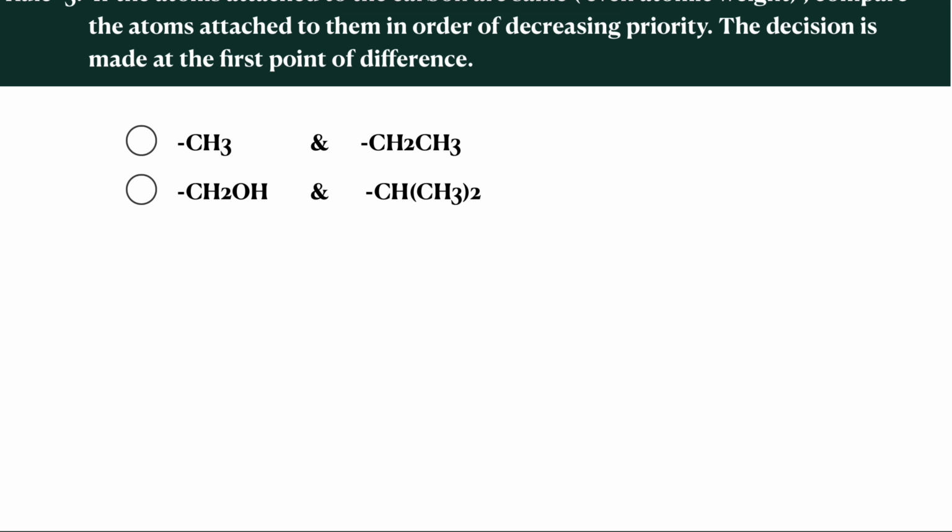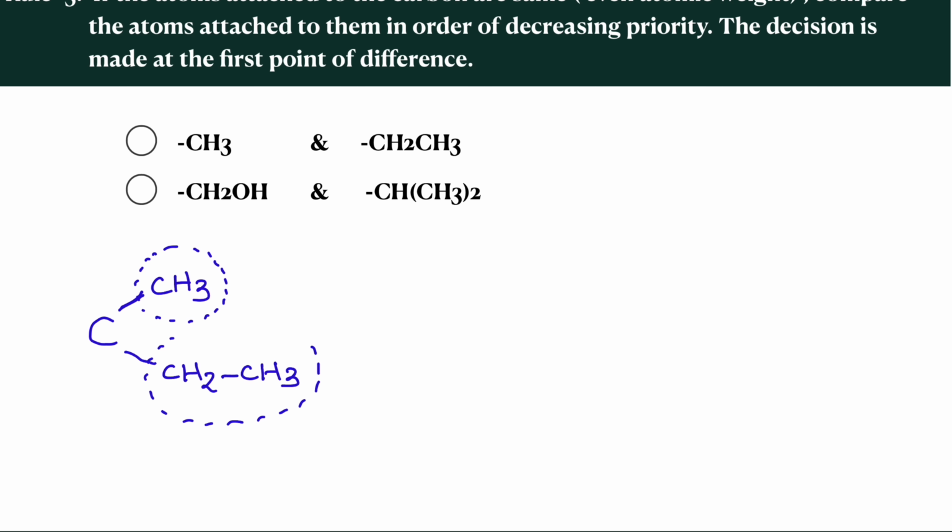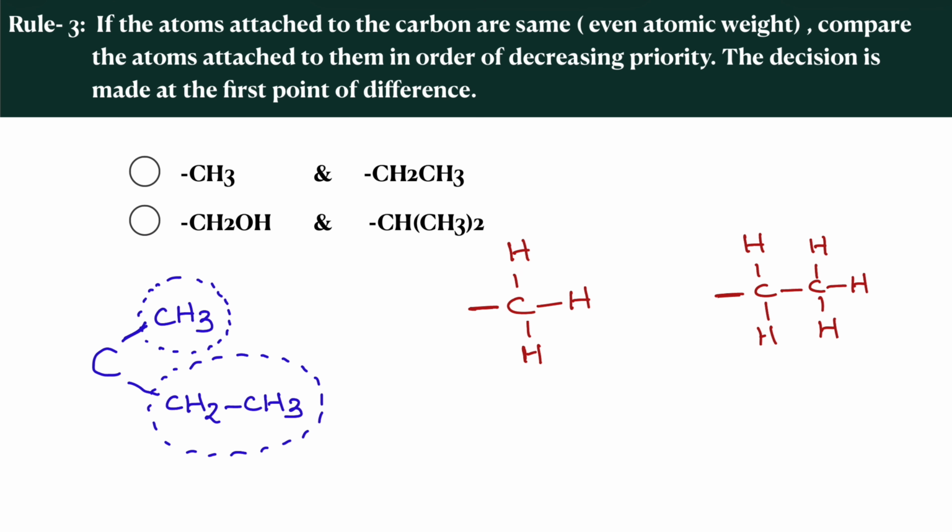Instead of reading that rule, let me explain the situation. We have a carbon atom like this. It is attached to two groups. One is CH3, another one is CH2, CH3. We have to give the priority to the methyl group and the ethyl group. When methyl and ethyl groups are present, let me elaborate that. Let me write all the bonds to explain this. And here we have carbon, here also carbon.